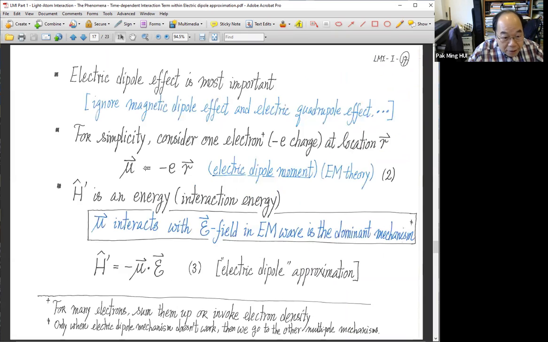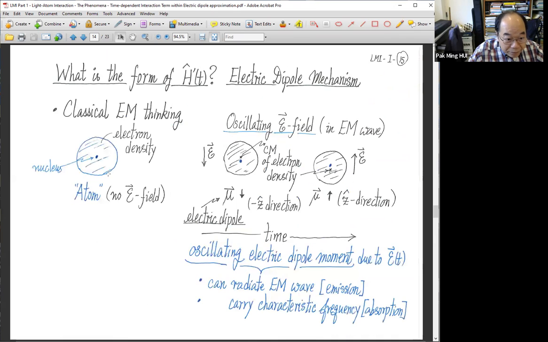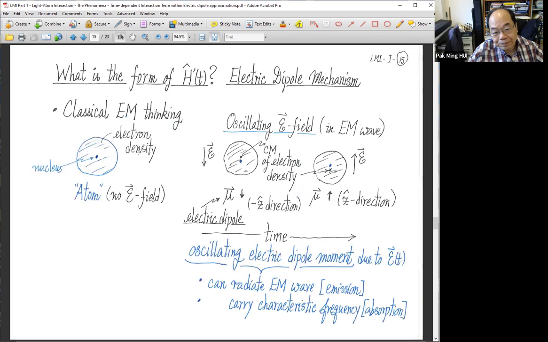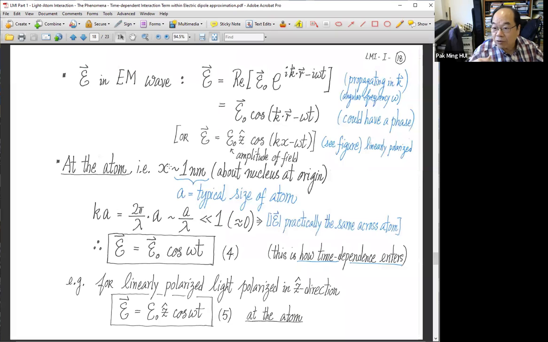So this is Z, and my field points at Z, okay? But this is just one case. You could have circularly polarized light, then your E field may be pointing somewhere on this plane that is called XY. The propagation direction is usually taken as Z. That is all classical E and M.